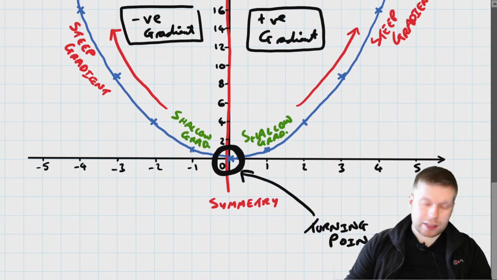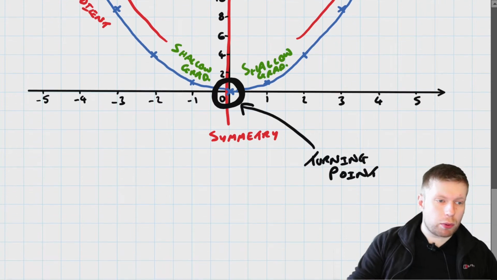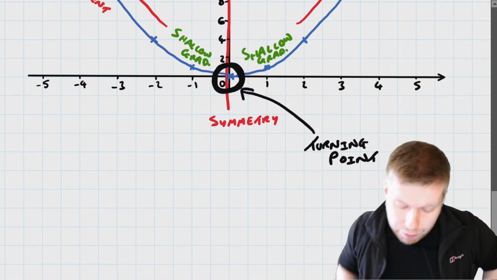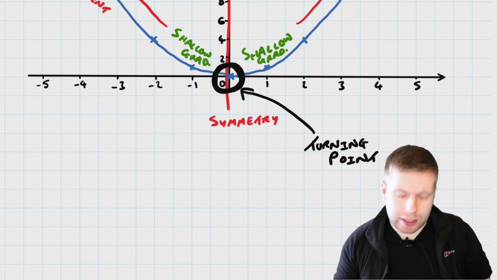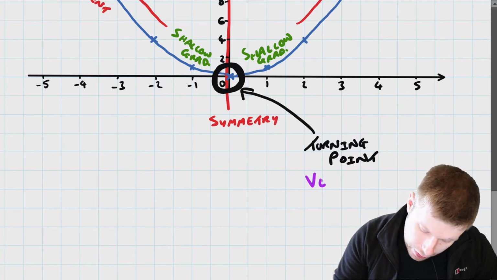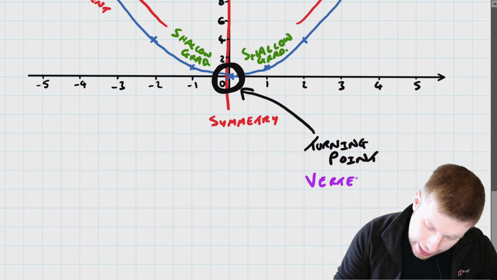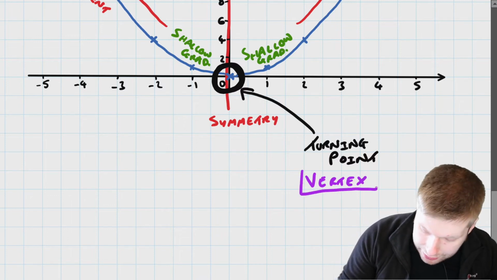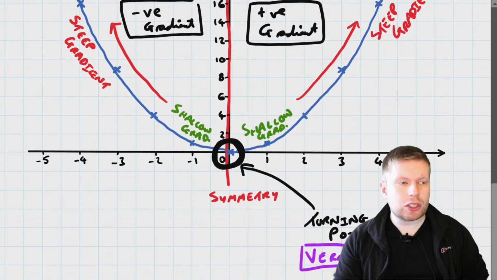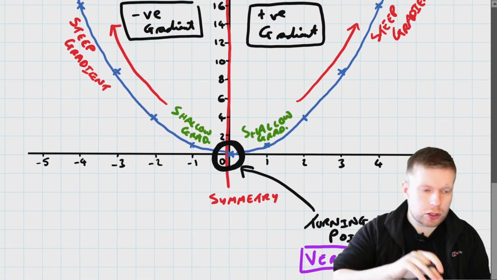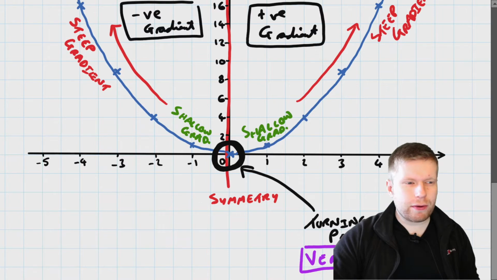Now in actual fact, a turning point is fine, but there's a better name for it, and a name which perhaps you will come across a lot over the next few weeks. The name begins with a V. We call it a vertex. Okay, so the vertex of this parabola would be literally the point at which it turns. It goes from a negative gradient to a positive gradient. All right, fine.